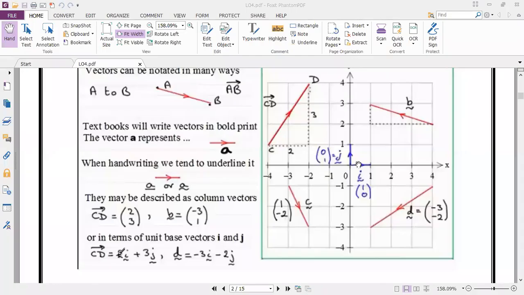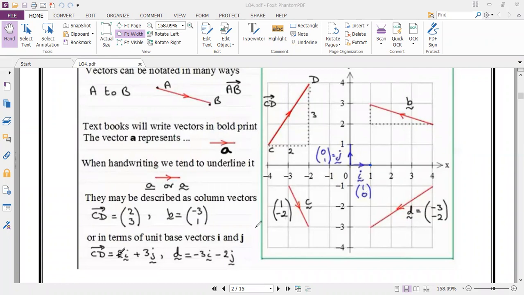And what is the definition of the unit vector? Look here at the vector I on the graph. What are the coordinates of this point here? It's (1, 0). So what is the vector I? The vector I is called the unit vector, and the vector I is (1, 0). And what is the vector J? The vector J is in the y direction, and the vector J is (0, 1).